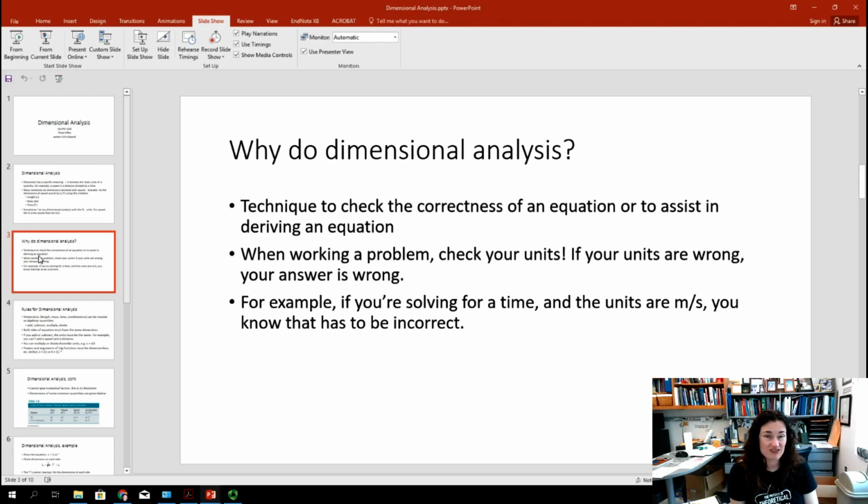For example, if you're solving for a time, it wouldn't make much sense for that answer to have units of meters per second. So make sure that you check that.